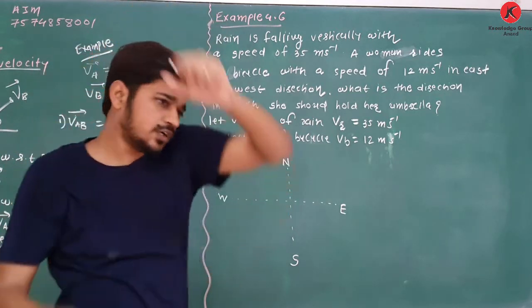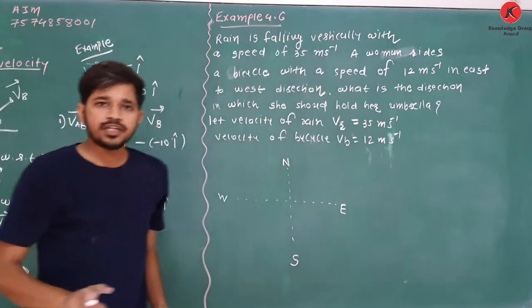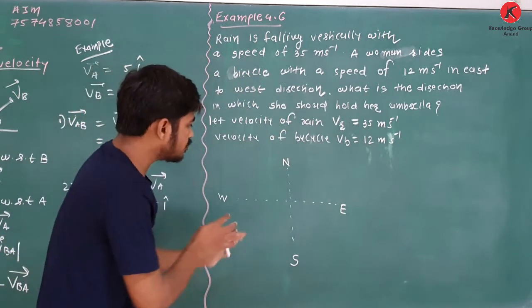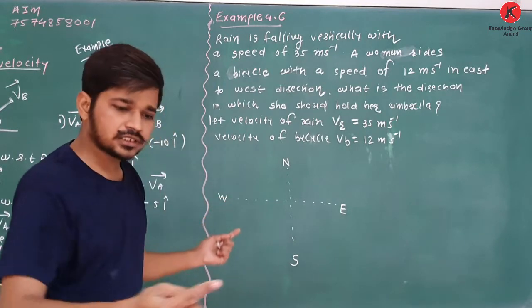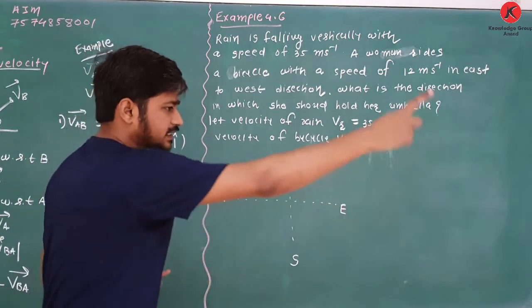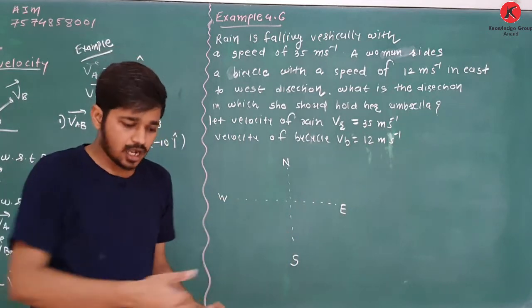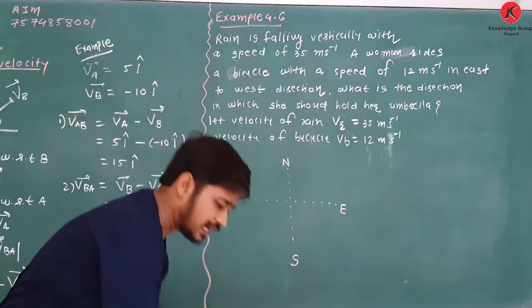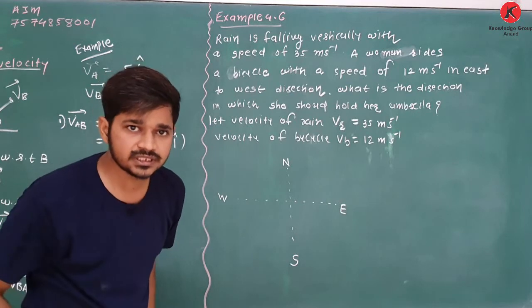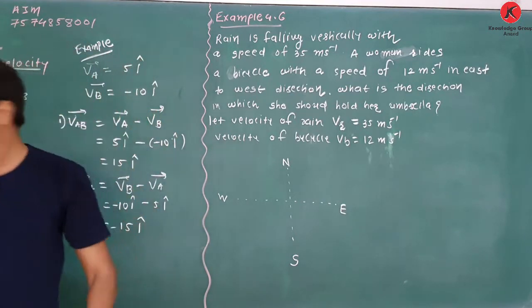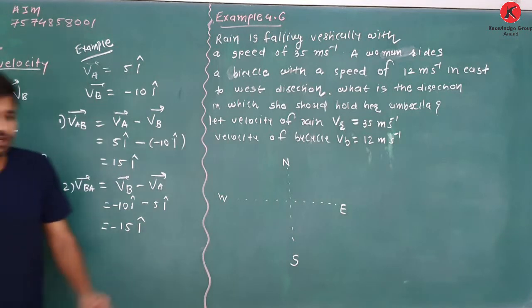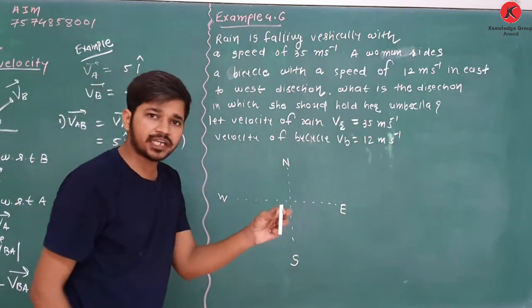Rain is falling vertically downward. Vertically downward means what? First of all, you have to understand these directions. It is not south, east. It is west, upward and down. Clear about this? Yes. Here rain is falling in the vertically downward direction, which means in the downward direction.